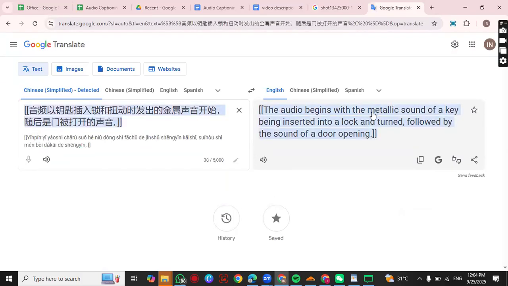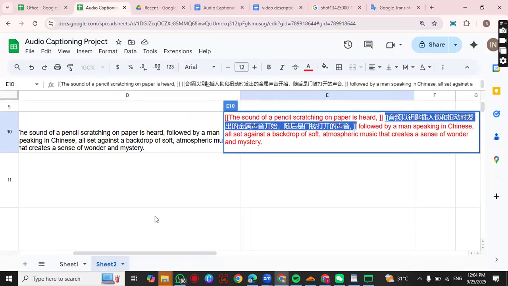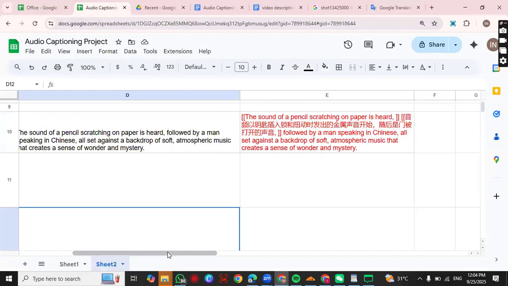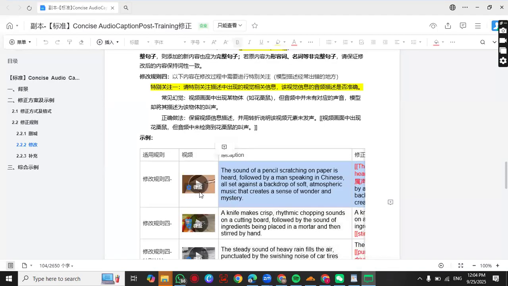The audio begins with the metallic sound of a key being inserted into the lock and turned, followed by the sound of a door opening, right? Correct? Yes, madam. Absolutely right. So this is the correction. And what comes after that? Followed by a man speaking in Chinese, all set against a backdrop of soft atmospheric music that creates a sense of wonder and mystery. Let's listen to it again after reading this.